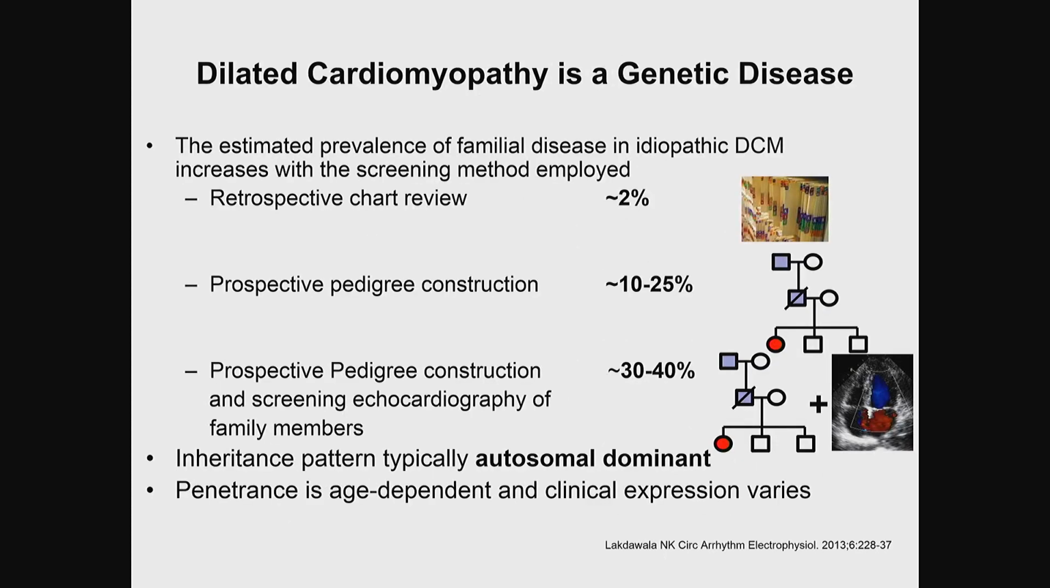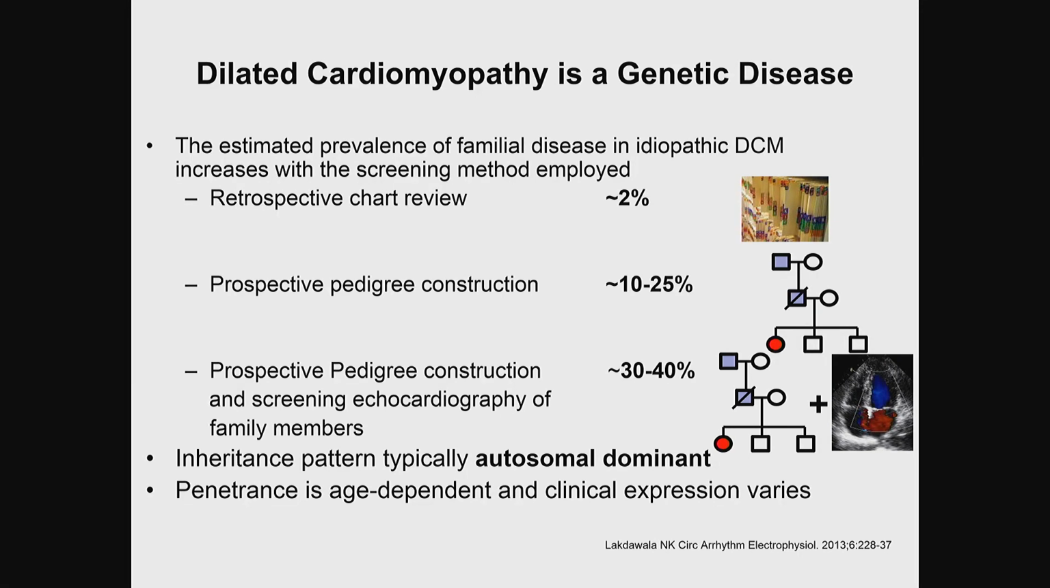As mentioned earlier, dilated cardiomyopathy may indeed be predominantly a genetic disease. The appreciation of this phenomenon has grown with different methods of assessing for genetic or hereditary involvement. Historically, dilated cardiomyopathy was not appreciated to be a hereditary or genetic disease, and this was largely because early studies utilized retrospective chart reviews for case finding.